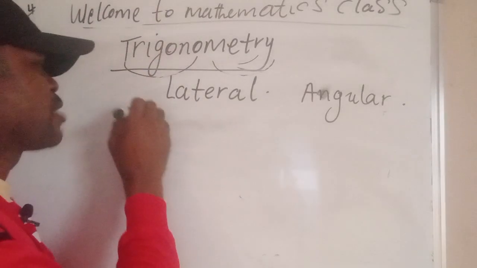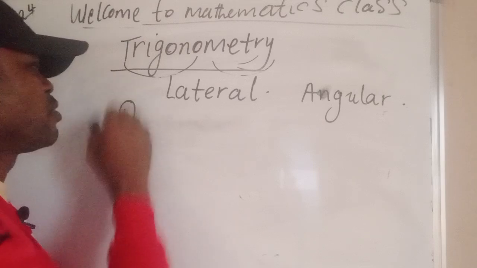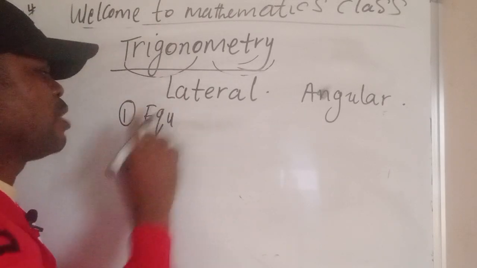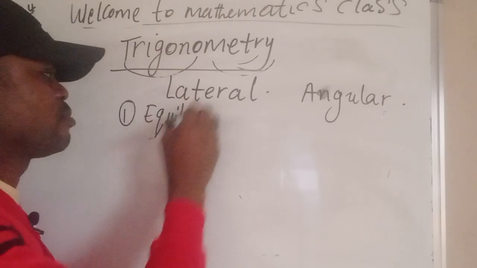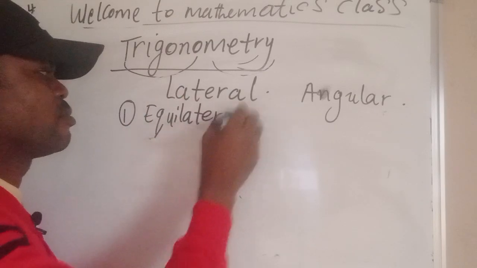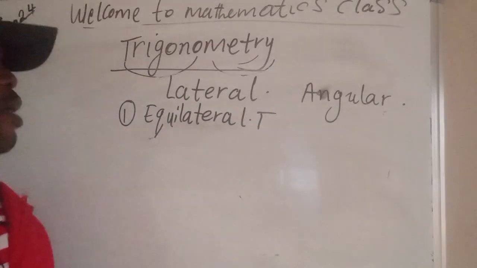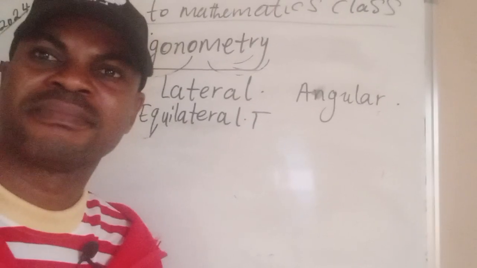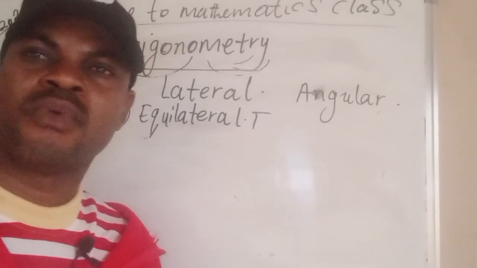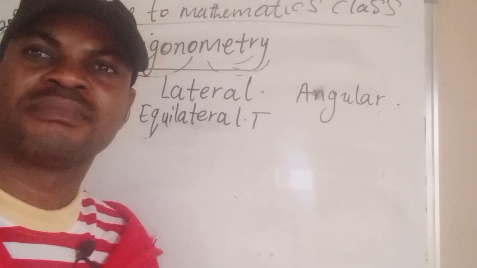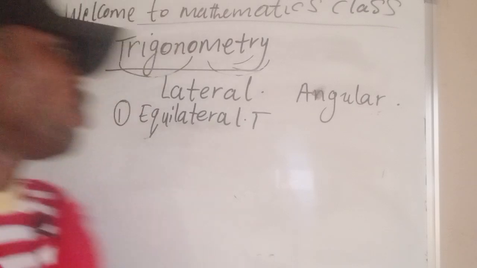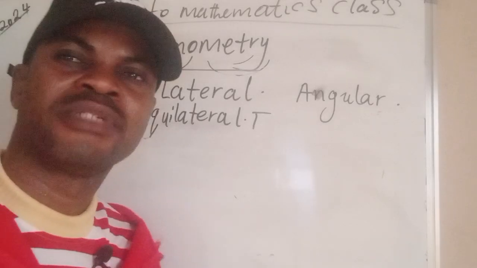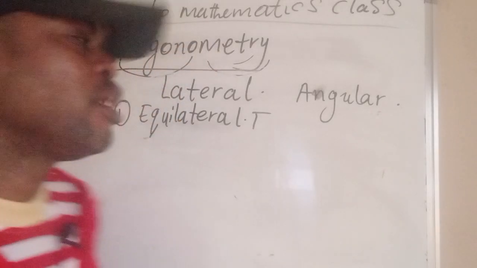Like the first kind of triangle classified based on side is the equilateral triangle. Don't forget the fact that the word equilateral means equal. Equi means equal. Lateral means side. So an equilateral triangle is a triangle that has 3 equal sides.